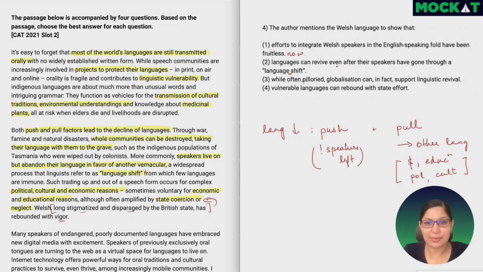So let's see if there is something better, right? Otherwise, I would say that 2 is definitely preferable to option 1 because 1 is speaking only about the second part. 2 at least has the first part also.